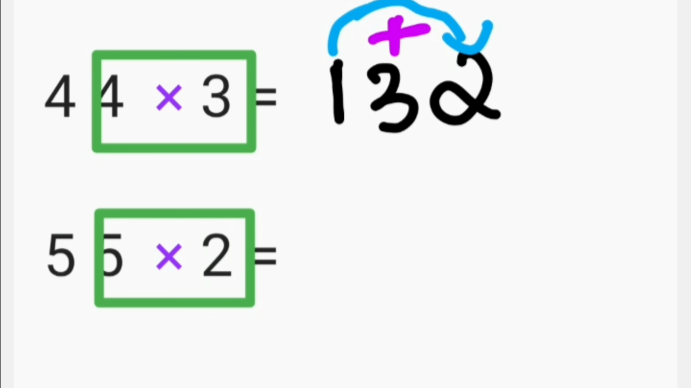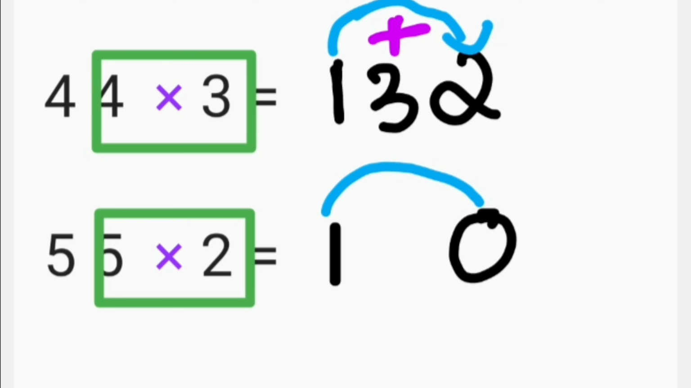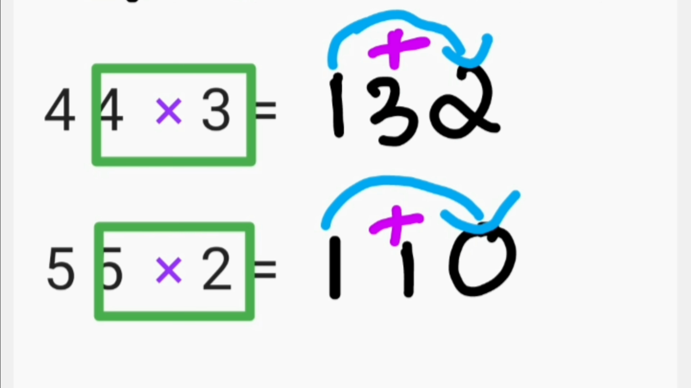so 5 2s are, your answer will be 10. So write down 10. So answer will be 10. So then you all have to add 1 plus 0 and see what answer you all are going to get. So your answer will be 110. So I hope you have understood how to do this.